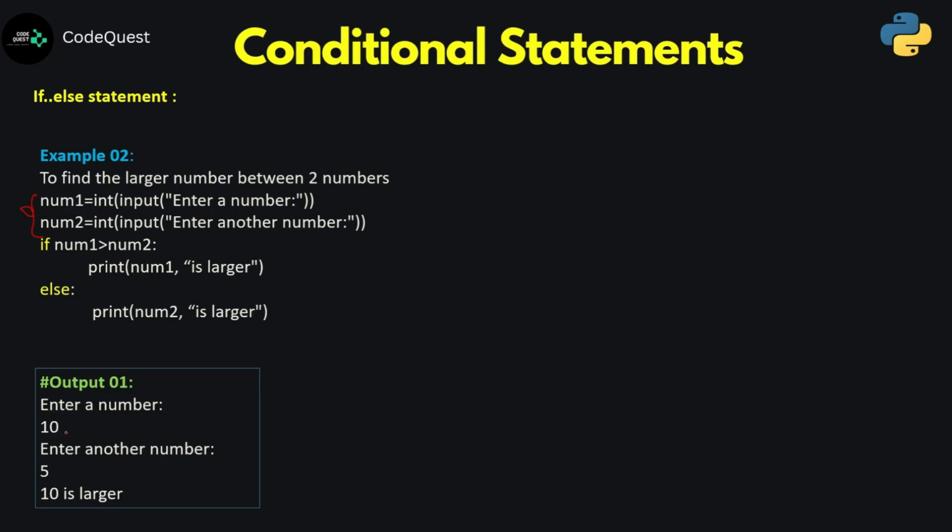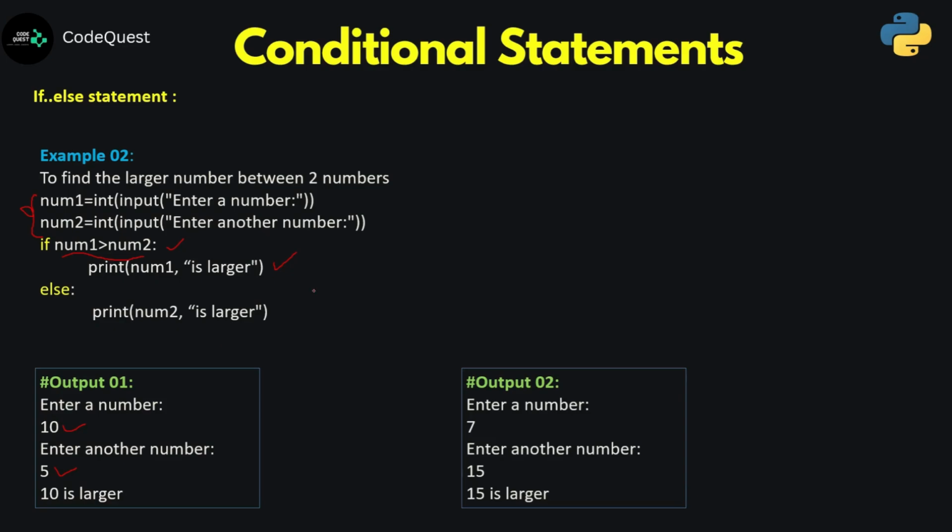For example, let's say we have given 10 as the num1 value and 5 as the num2 value. So this condition num1 greater than num2, that is 10 greater than 5, has produced a true value. Because the condition is true, this block will execute, which is printing num1 is larger. What is the value of num1? 10. So 10 is larger.